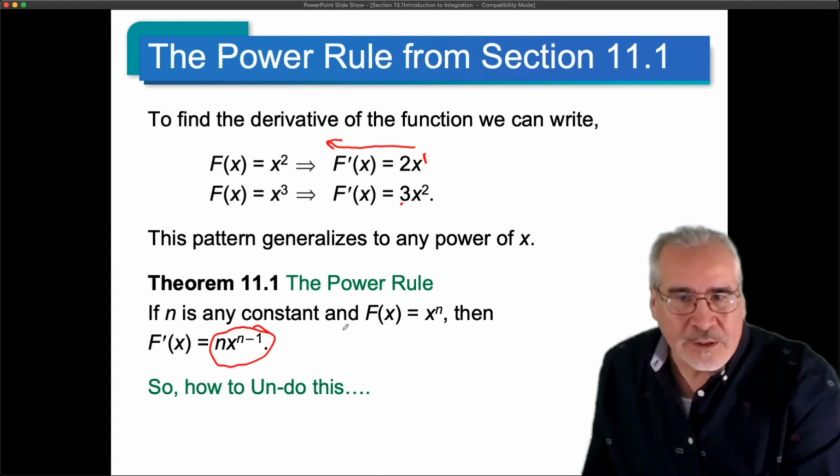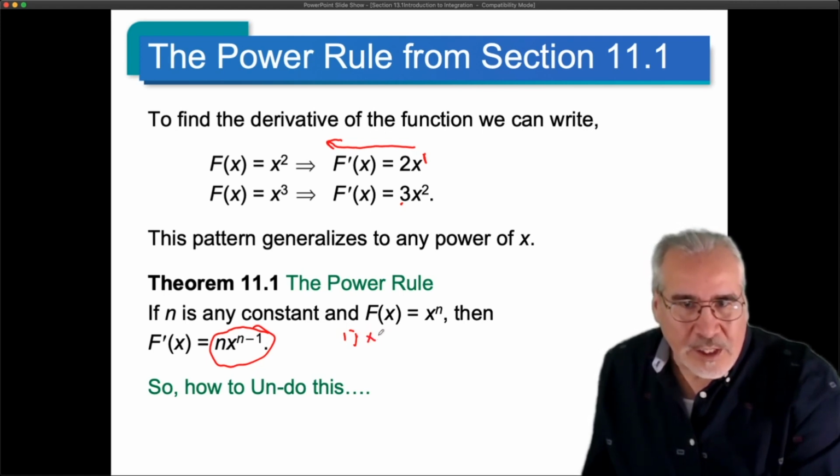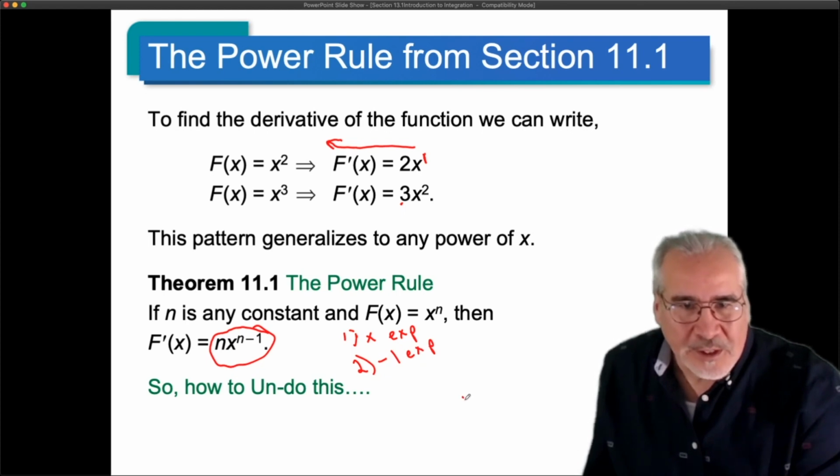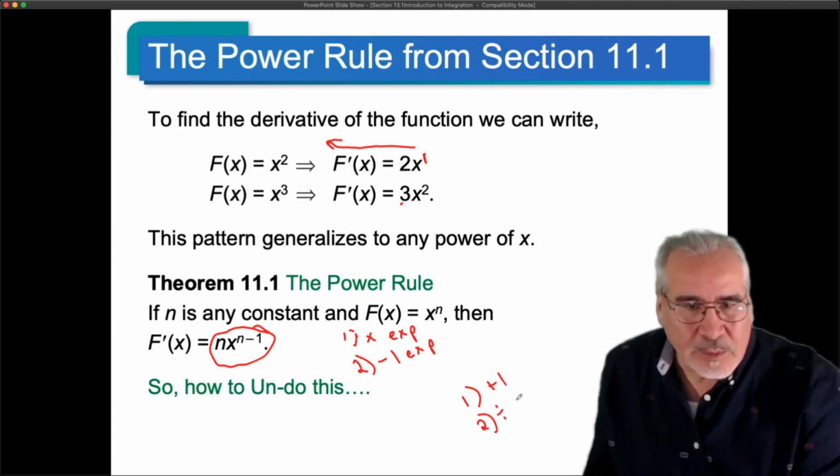So how do we undo this? Again, first step was multiply by the exponent. And then the second step was to subtract 1 from the exponent. So to undo this, we're going to do the opposite. We are going to first add 1, and then second, we're going to divide instead of multiply by the new exponent.